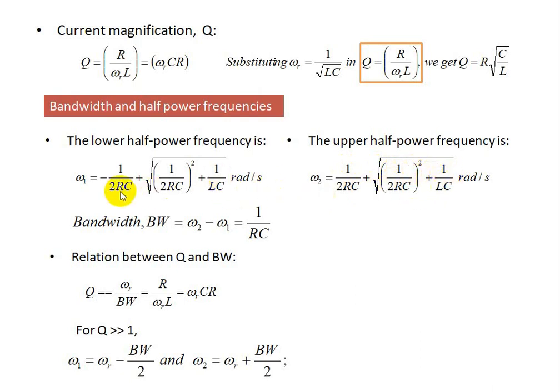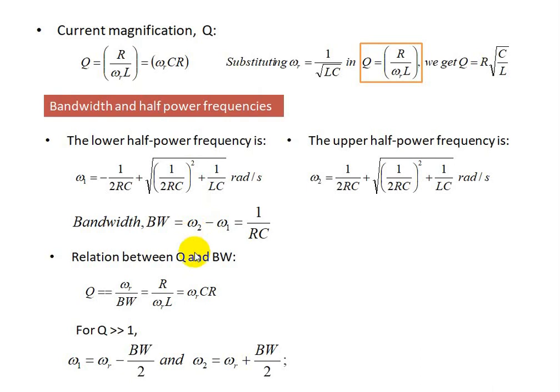So here the difference between omega 1 and omega 2 is, in this expression there is a minus sign, here there is no minus sign, and the bandwidth is given by omega 2 minus omega 1, which will be equal to 1 by RC. So this term corresponds to half of the bandwidth. Since we have 2 in the denominator, this is equivalent to bandwidth by 2.